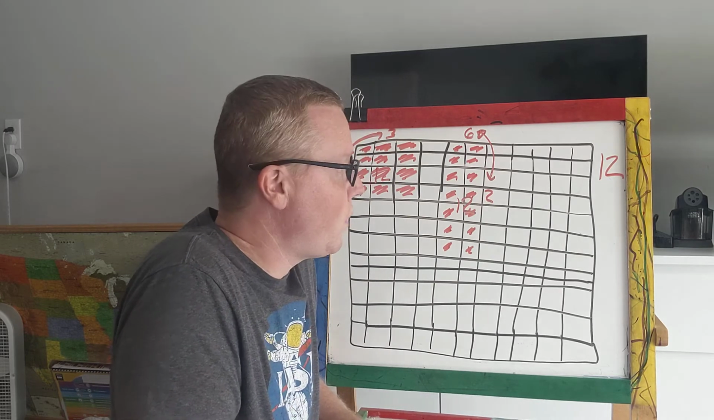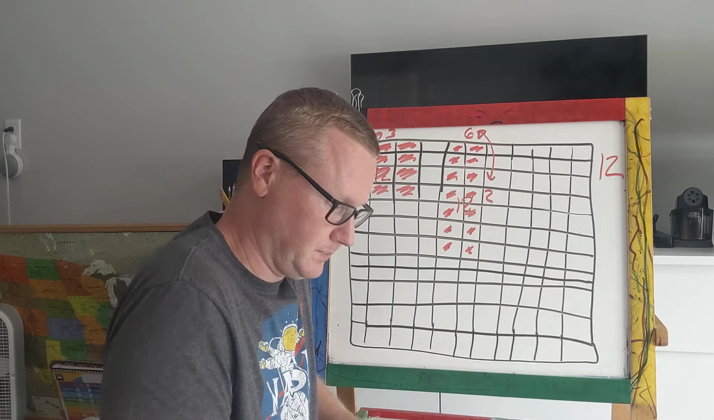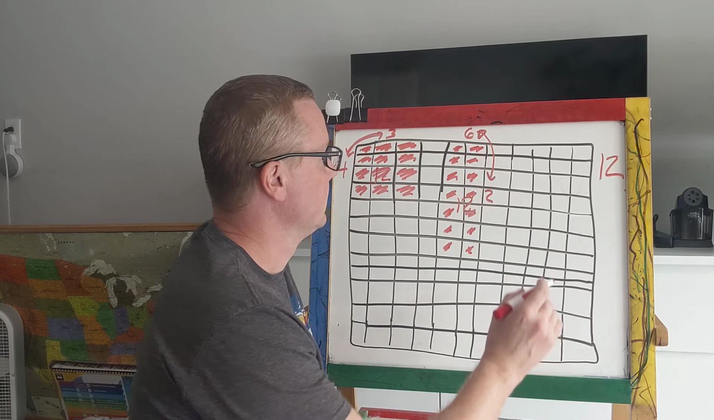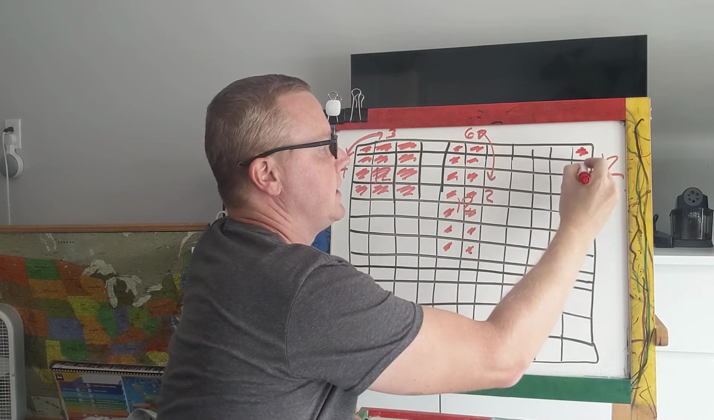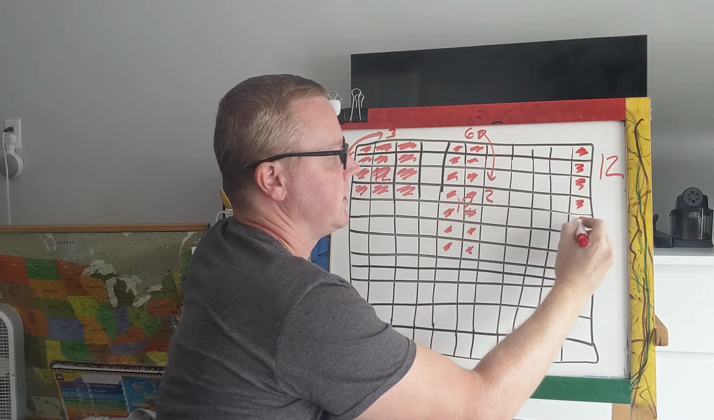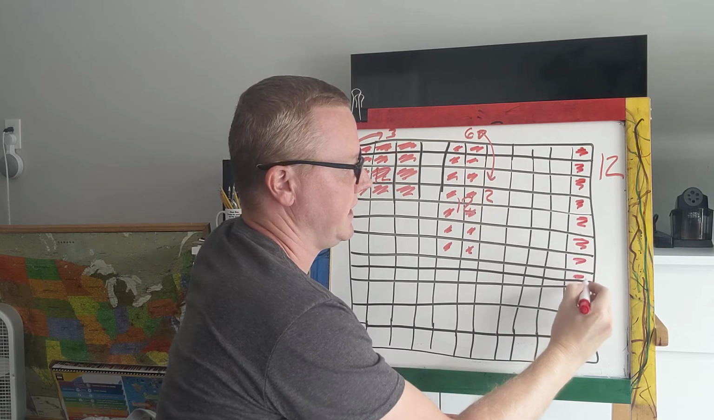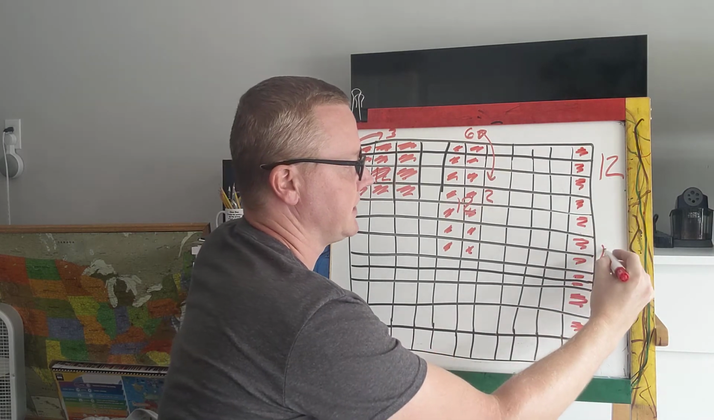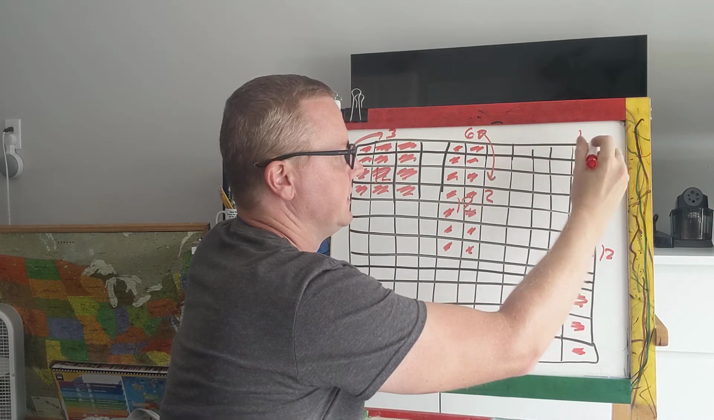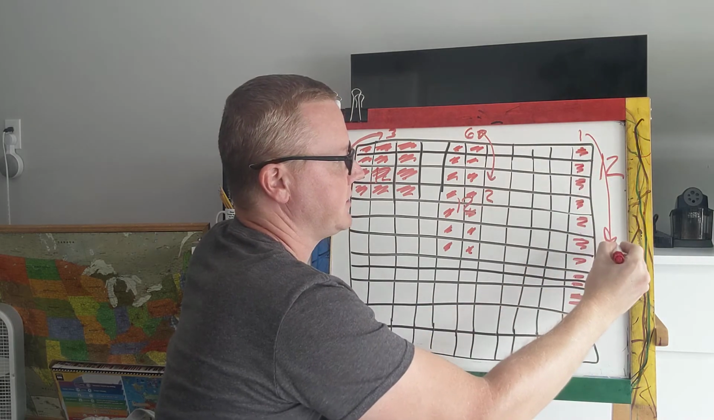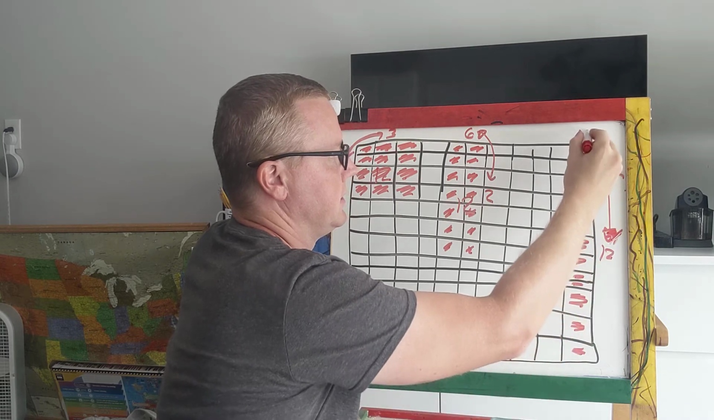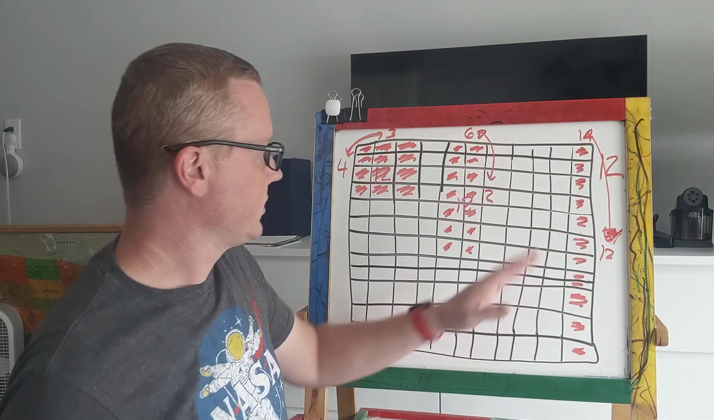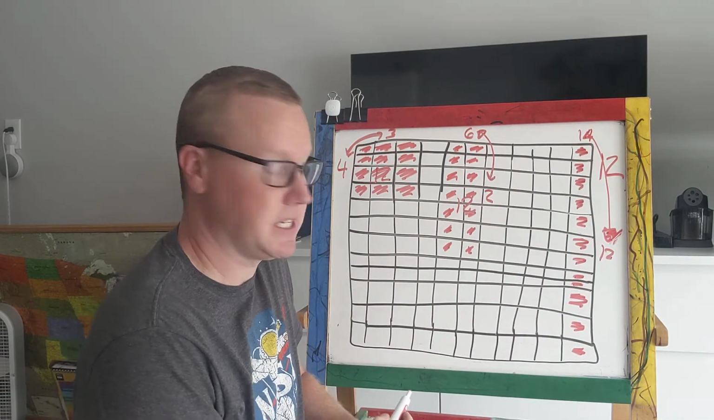Can we think of one more that might work? Yes. 1, 2, 3, 4, 5, 6, 7, 8, 9, 10, 11, 12. This is a 12 by 1. And that is the factor pairs of 12. So you can visually represent these using arrays.